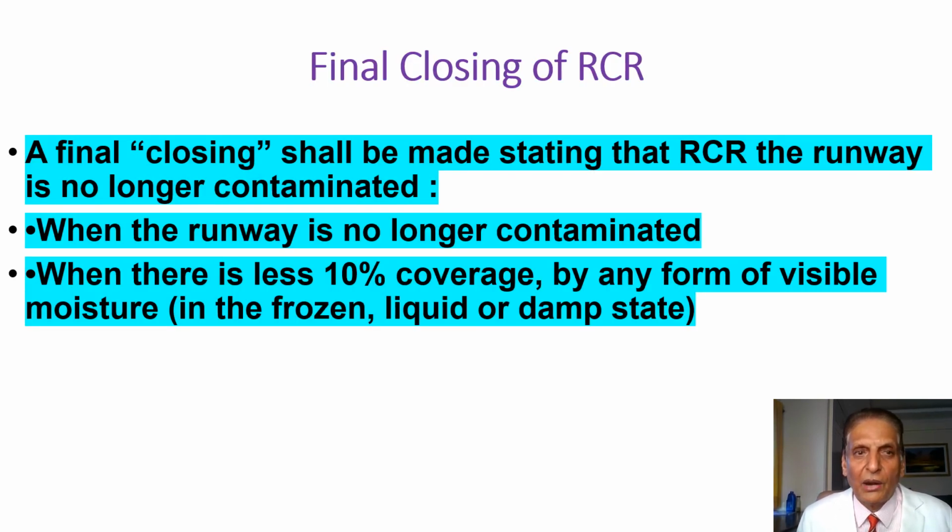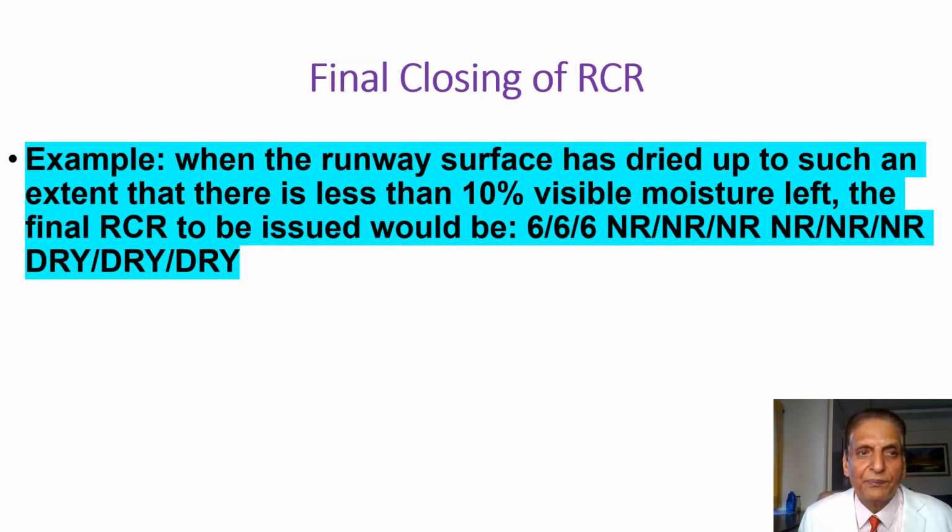Final closing of runway condition report. A final closing shall be made stating in the runway condition report that the runway is no longer contaminated. The runway is no longer contaminated when there is less than 10% coverage by any form of visible moisture in the frozen, liquid or damp state. Example: when the runway surface has dried up to such an extent that there is less than 10% visible moisture left, the final runway condition code to be issued would be 6/6/6. Not required, not required, not required. Not required, not required, not required. Dry/dry/dry.